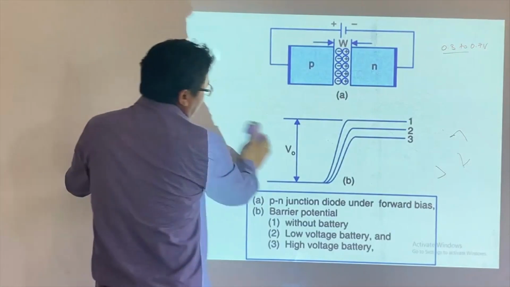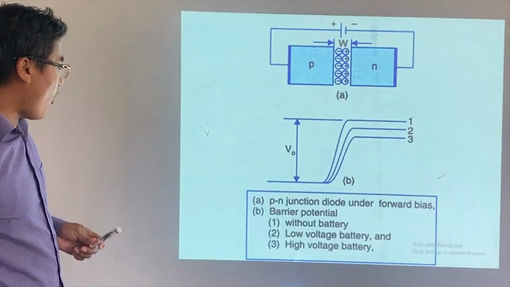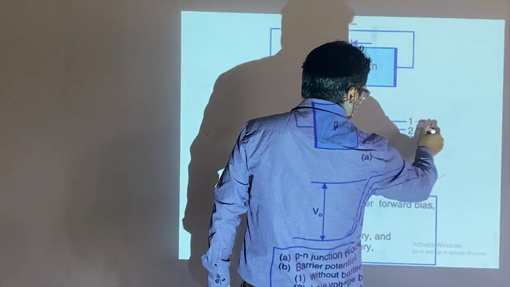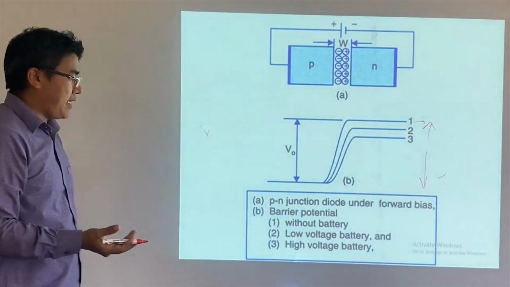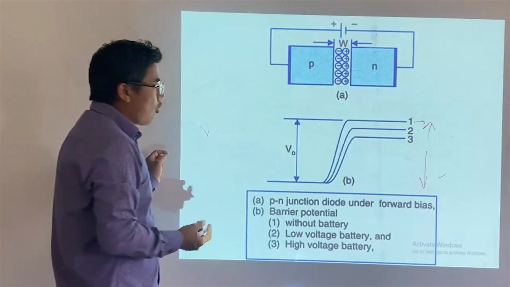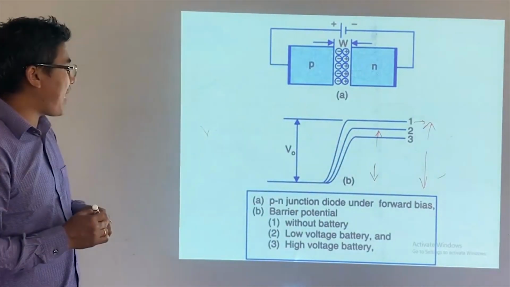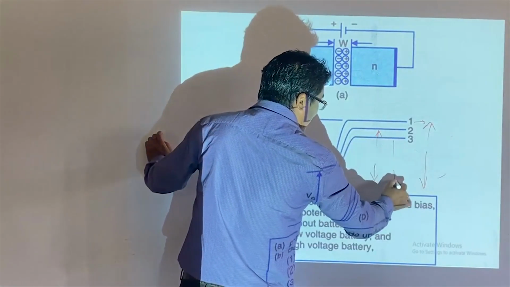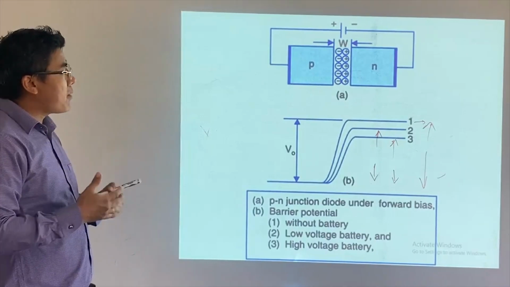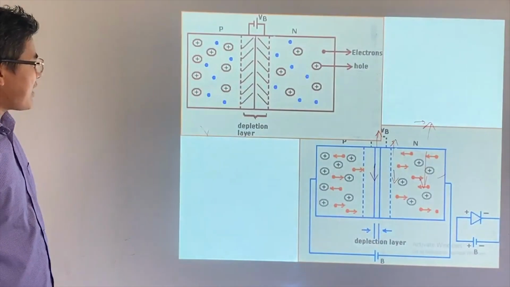Now this is what I would like to show you here. Point number one is without applying a battery. This potential height, the barrier height, without applying potential, could be say 0.7 for silicon. Then I apply a low voltage battery, so the barrier height is reduced. And then I apply a higher voltage, and the barrier height is further reduced. This is how the barrier height reduces as I apply more and more voltage. So this is exactly what is going to happen.